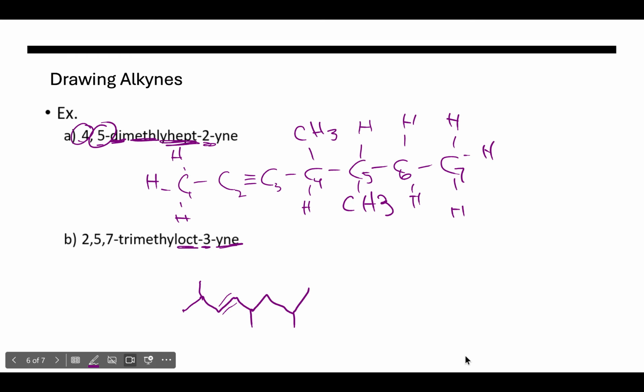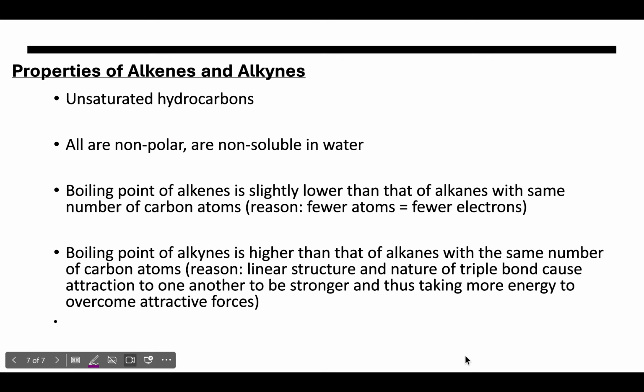Line diagrams are just a lot faster because you don't have to worry about drawing in those hydrogens. And then this last part is just about properties. So the first part, as soon as you have a double or a triple bond present, you are now unsaturated. So to remember, to be saturated, carbon wants to bond to as many other atoms as possible. So if your carbon is bonded to 4 other atoms, like you would in an alkane, that's saturated. The minute you have a double or a triple bond, you have to take away one of the atoms carbon can bond to, and now you are unsaturated. So double and triple bonds are unsaturated.